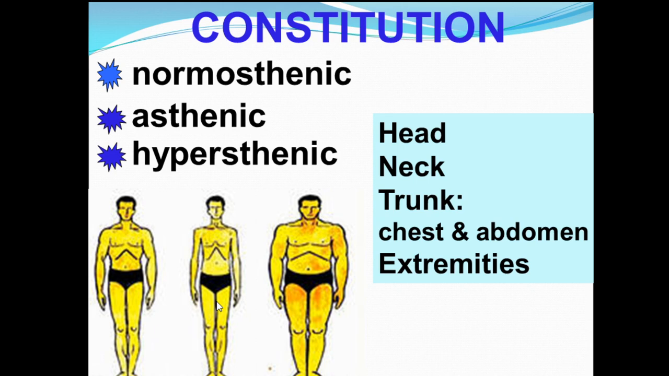Hypothenic constitution. Opposite correlation, transverse size prevalent over longitudinal. As a result, the patient has a high head, short and thick neck, short and thick extremities, and his chest is shorter than the abdomen. The abdomen is prevalent over the chest. I'll pay your attention: constitution is not connected to the height of the patient. You see patients with the same height, but one was assessed as normothenic, another as asthenic, and another as hypothenic constitution.